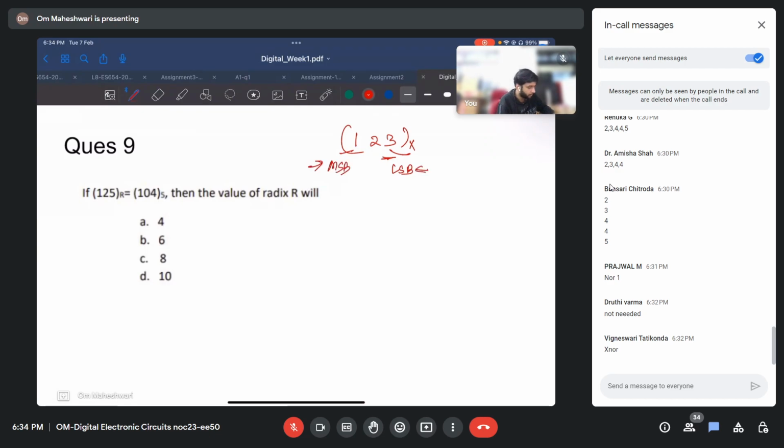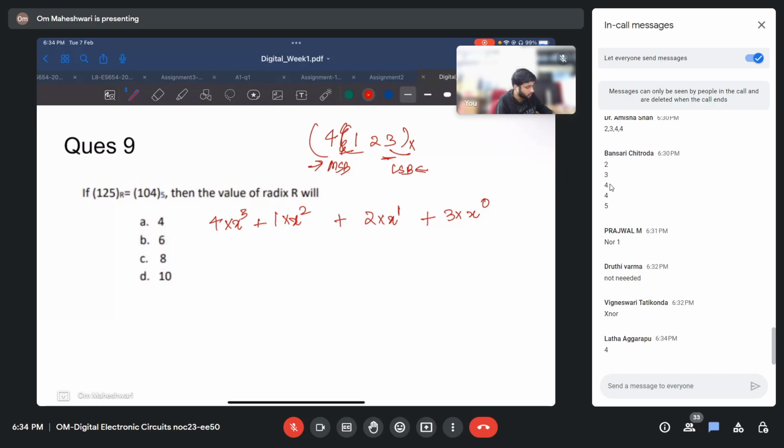So it will be 3 into x to the power 0 plus 2 into x to the power 1 plus 1 into x to the power 2. Whatever you have, let's say we have 4 also in front of it, then it will be 4 into x power cube. This will be your final answer in base 10. Similarly, we'll proceed with this question.